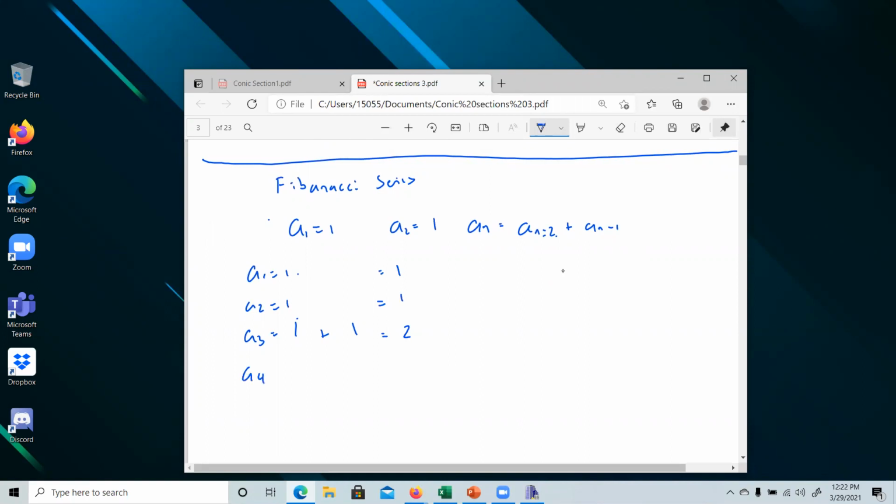So a4 is equal to 2 plus 1. a5 is going to be 2 plus 3, and so forth. This is a pretty famous sequence. If you had an art class that was kind of mathematical, you may have learned about the golden ratio. We use the symbol phi for it.